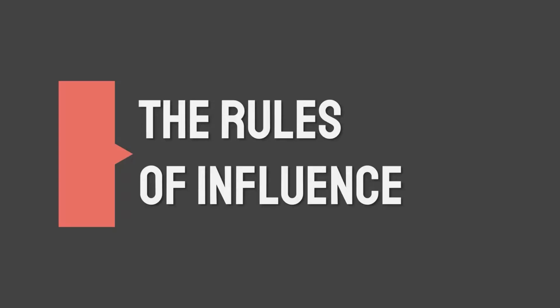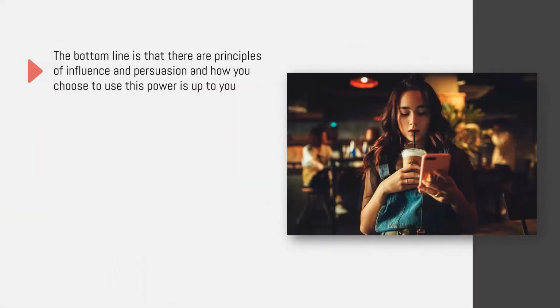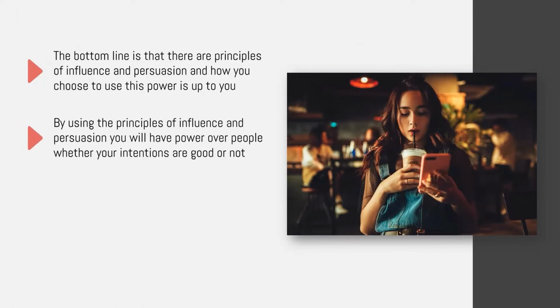The rules of influence. In the last video, you learned that influence and persuasion can be used for good or bad things. The bottom line is that there are principles of influence and persuasion, and how you choose to use this power is up to you. By using the principles of influence and persuasion, you will have power over people whether your intentions are good or not. The reason for this is because the principles work for good reasons and for bad.